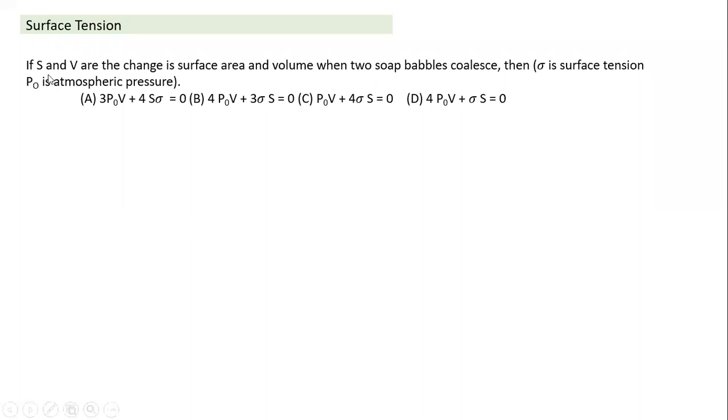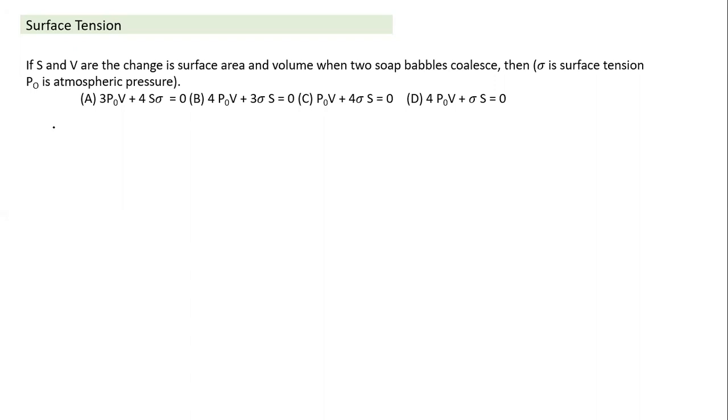What is given? S and V are the change in surface area and volume when two soap bubbles coalesce. Of course, volume will change, the surface area will change. And if sigma is surface tension and P naught is atmospheric pressure, how are these quantities related? Whenever such things are there, we know what will happen when two of them coalesce. Certain relationships will hold good. We just need to follow the relationship and go for mathematical simplification, and you get our answer.